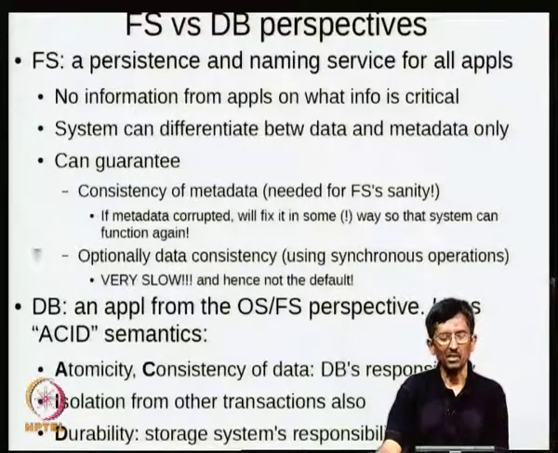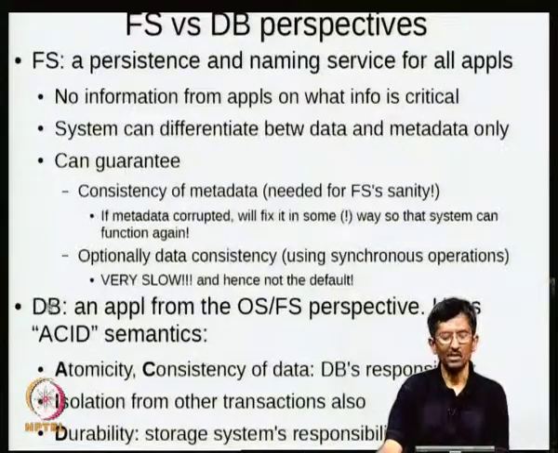So, in a sense, you have to understand what the file system is trying to do for you. It can't give you the guarantees that you seek, except at the cost of being extremely slow. So, that is why it is not a default. On the other hand, a database uses something called ACID semantics. Actually, a file system also can use ACID semantics. It's just that it becomes too slow for it to be useful.